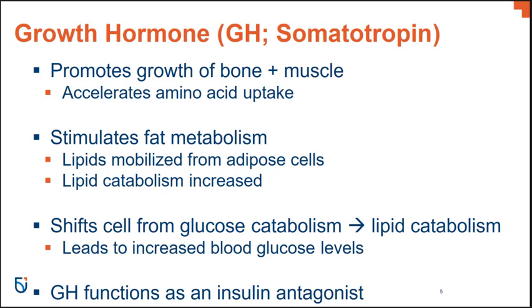As I've already mentioned, growth hormone is known as somatotropin hormone. Growth hormone, as the name suggests, is going to promote growth of many tissues, but primarily acts on bone and muscle. This hormone does many things as part of promoting this growth, including accelerating the rate that cells are able to take up amino acids, which are the building blocks of proteins, as you probably recall. And this is very relevant for muscle growth.